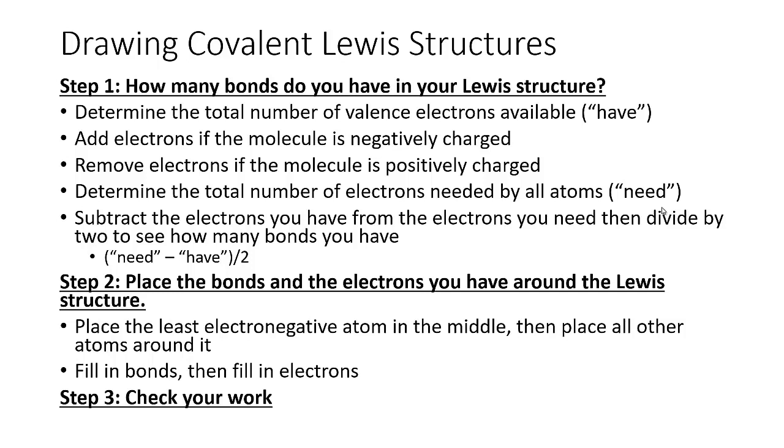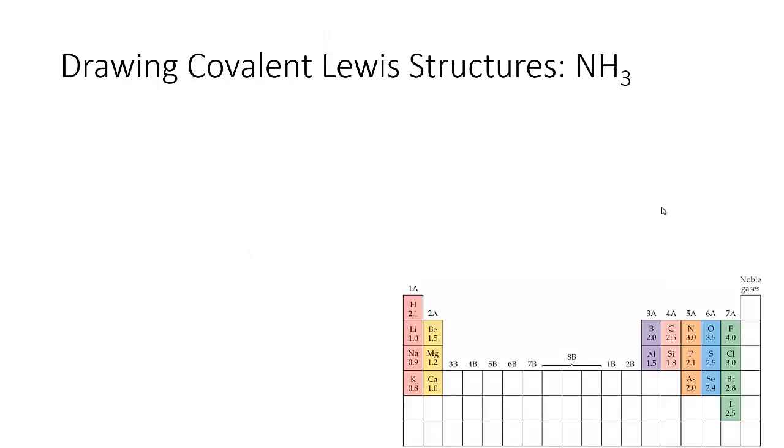Then step 2 is you want to figure out how to draw your Lewis structure. So you place the least electronegative atom in the middle, except for hydrogen. Hydrogen never goes in the middle. It always has to go on the outside because hydrogen can maximally only have 1 bond. Place everything else around it, then fill in your bonds, and then fill in your electrons. And then step 3 is check your work. Now that may have seemed like a foreign language to you, and don't worry, it does for a minute, but once we finish with these next 4 examples, hopefully you'll be able to do this on your own. So let's go ahead and work some.